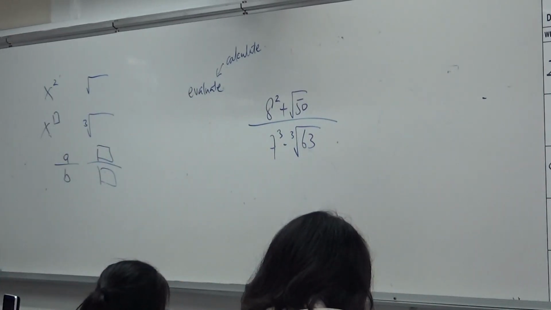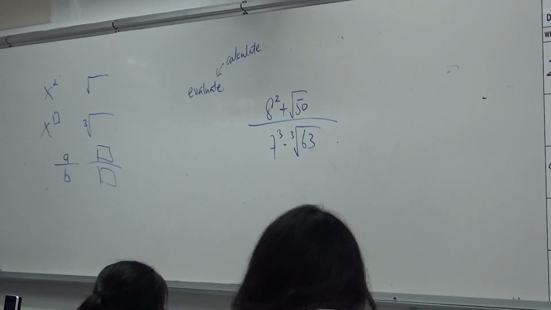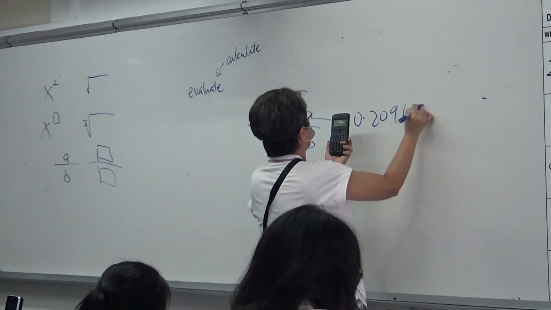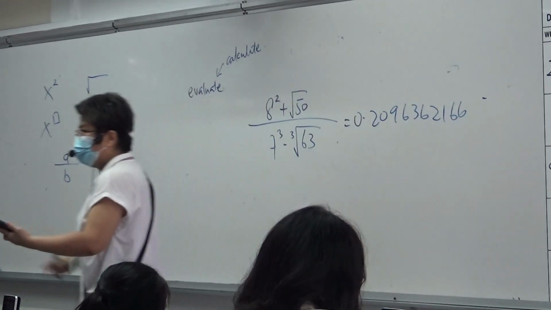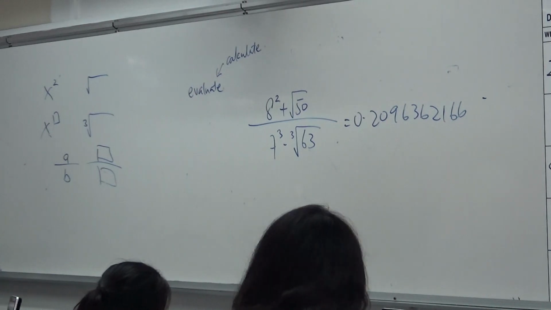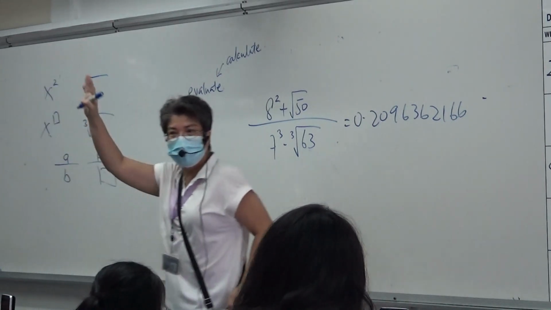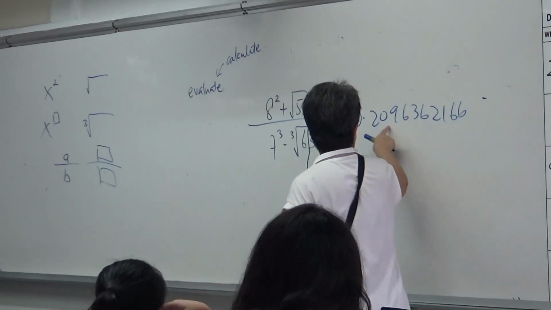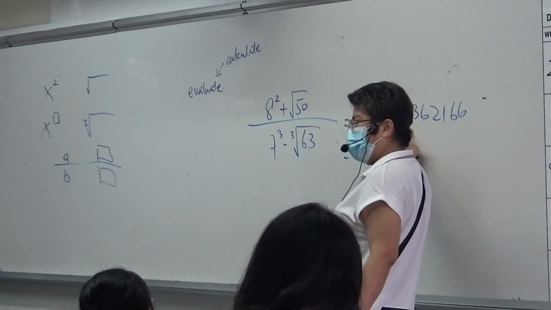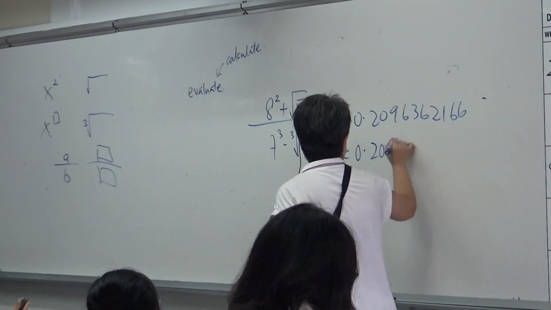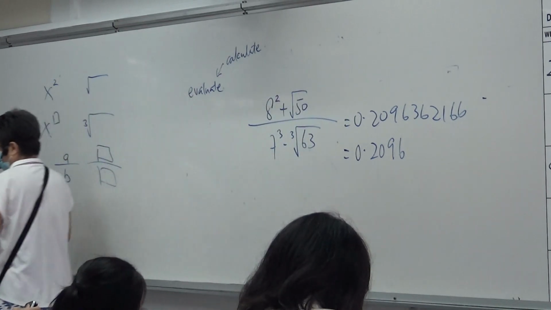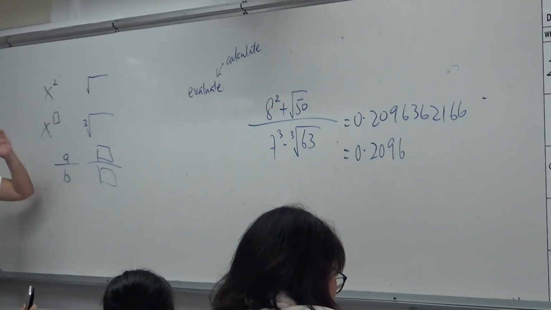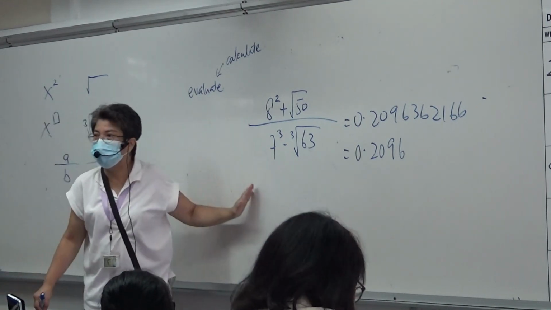What's the answer? I know it's this. So 0.20963621666. Is this correct? Okay, thank you very much. What did the question say? How many decimal places? 1, 2, 3, 4. This one, 3 to drop off, right? So 0.2096. Are we clear here?